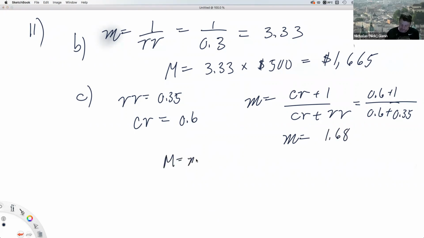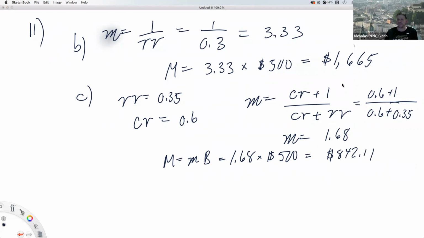So what's our money supply? Well, it's just the multiplier times the base. The multiplier now is 1.68. The base, we're still going to use $500. And so now that's going to be $842.11. So you can see that's a lot less.